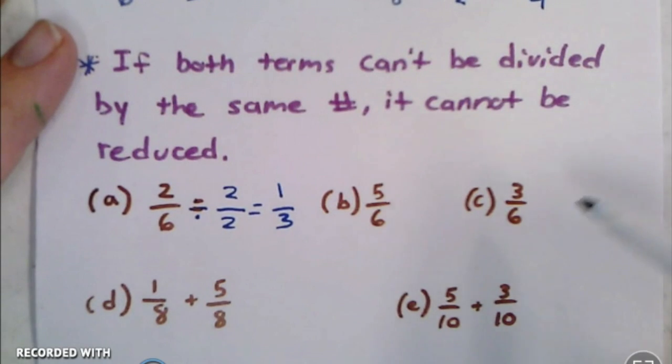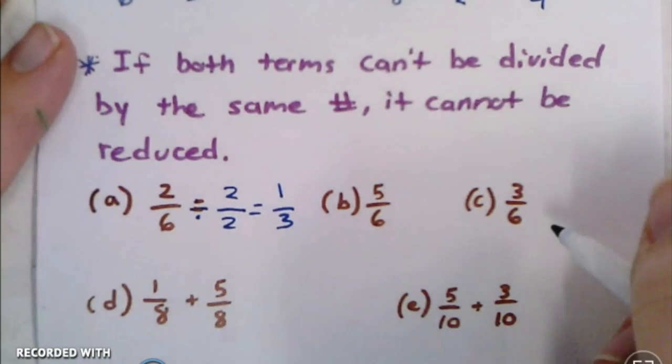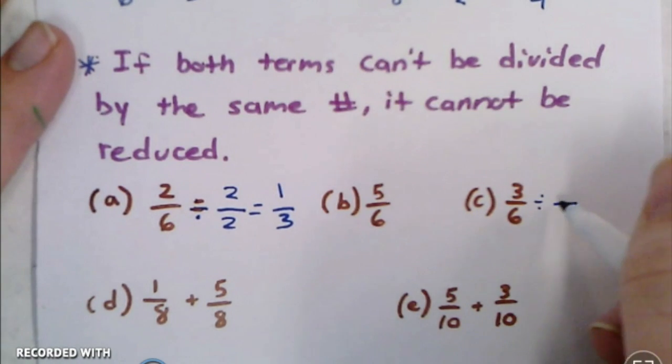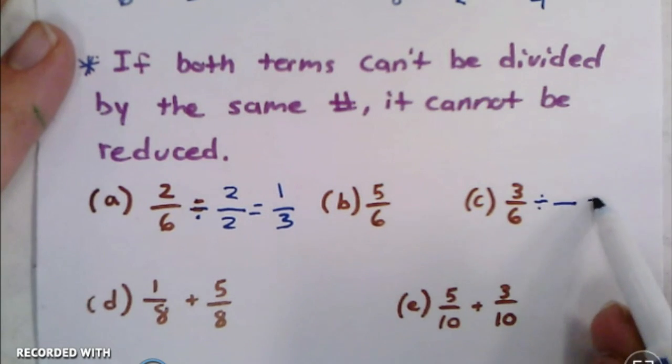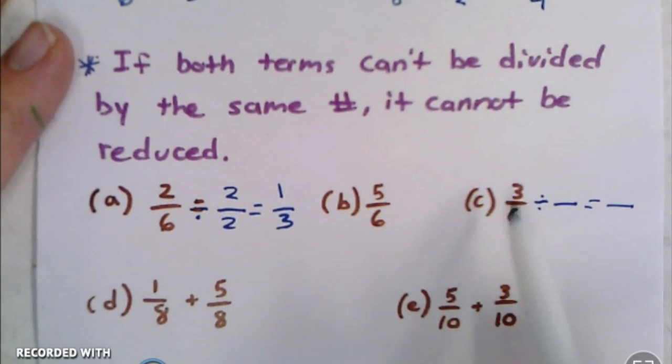Let's try C, or why don't you try C on your own? You're going to divide it by a fraction that's equal to 1 if they both have that factor in common, okay?